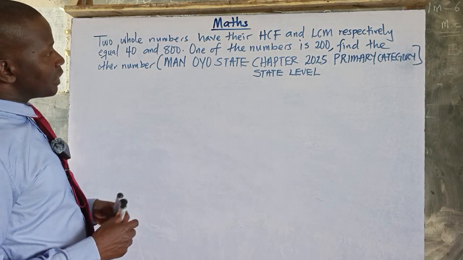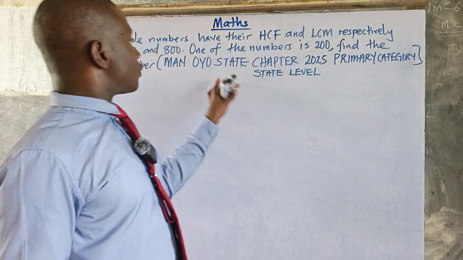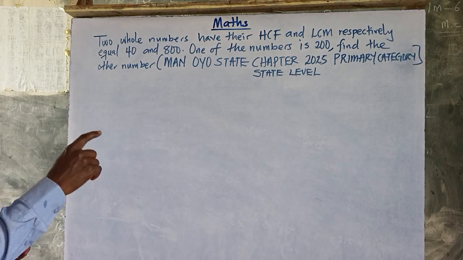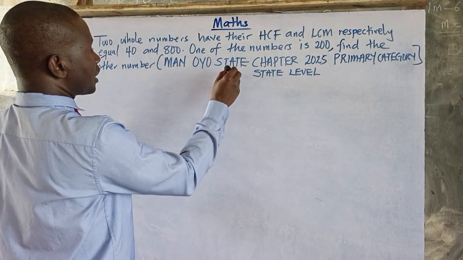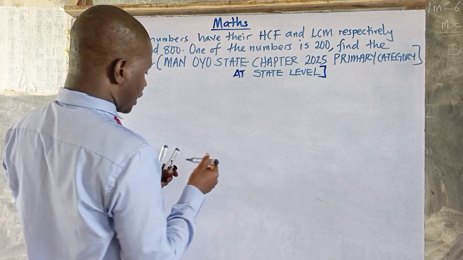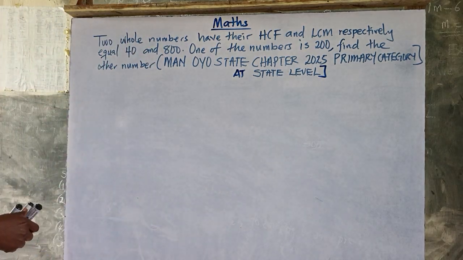So the question came out last year at state level, that is primary category, Oyo State chapter. So this one came out at state level last year. That took place at School of Survey, Oyo, along Ogbomoso Road.